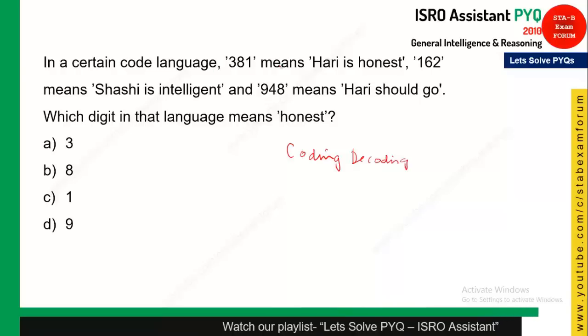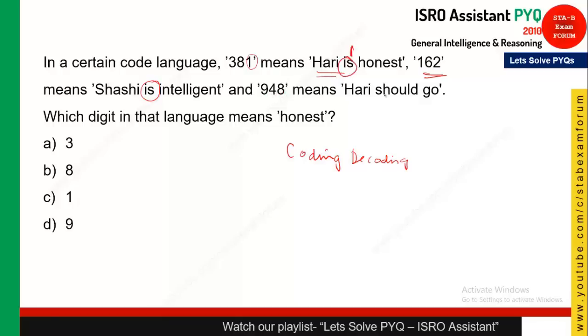Okay, so 381 means Hari is honest. And 162 means Sashi is intelligent. What is common between 381 and 162 is 1, and in the sentences only one thing is common, which is "is". So "is" means 1. Let's go for 948.